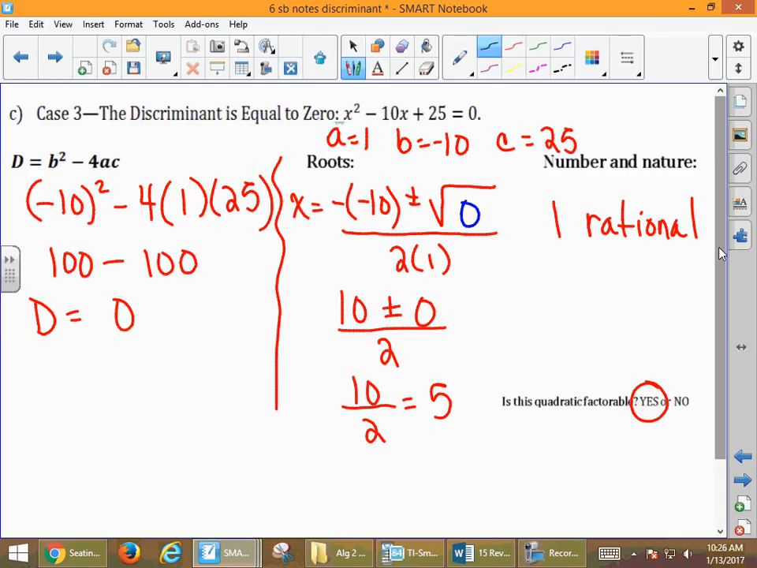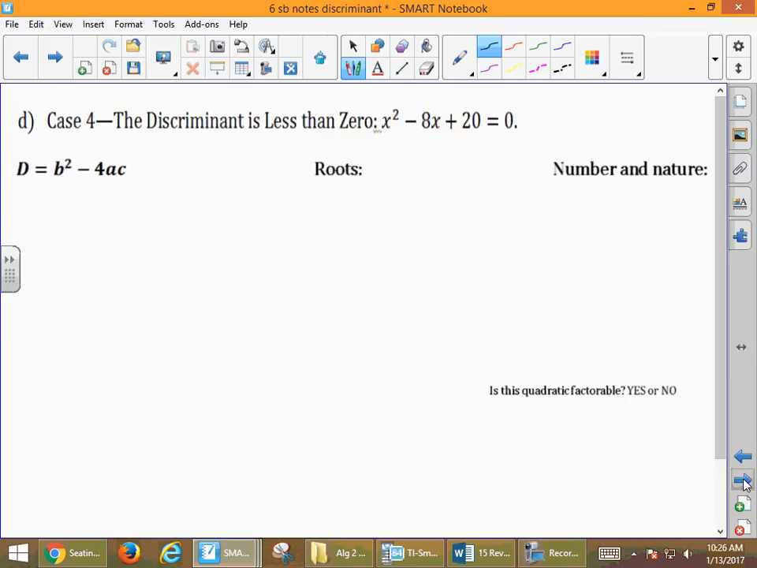One last situation here with respect to the discriminant. And this is when the discriminant is less than 0. What does less than 0 mean? Tiffany? It means that we're working with a negative number. So in this case, we still start off the same. A is 1, B is negative 8, C is 20.